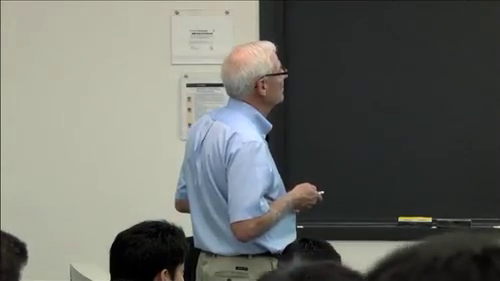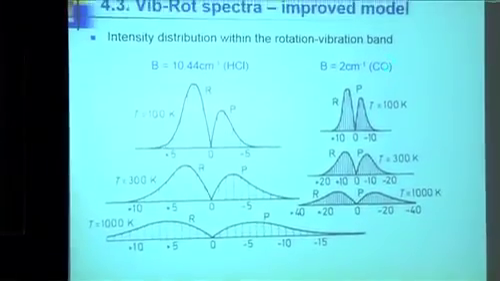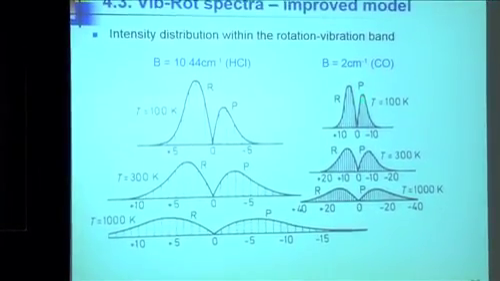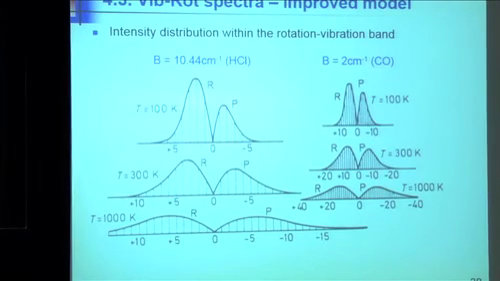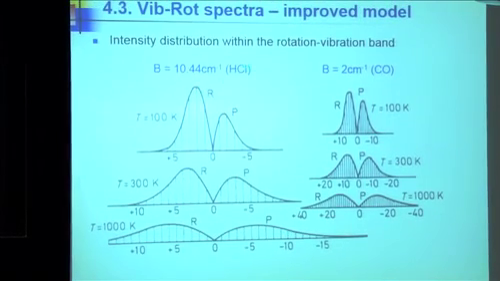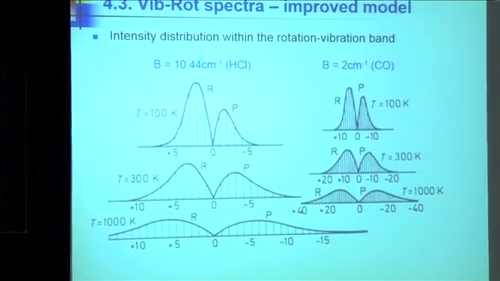And do I have an example? Yeah, I have an example. First of all, if you look at carbon monoxide, as you go up in temperature from 100 to 300 to 1,000, look how the distribution spreads out and you go to higher J. But look how it differs for HCl, which has this huge B value. A lot fewer lines.